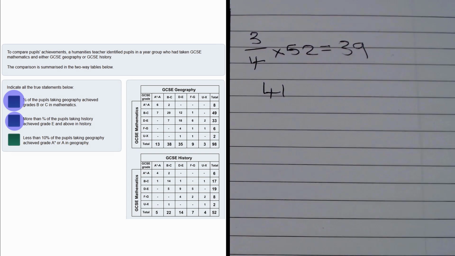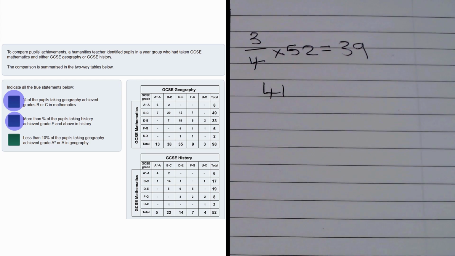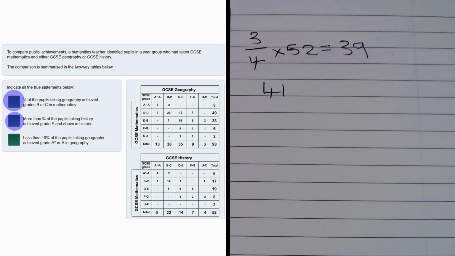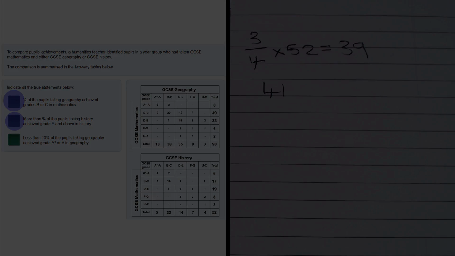Finally, let's have a look at the last statement. This claims that less than 10% of the pupils taking geography achieved an A star or A in geography. Well, there are 98 pupils that took geography, so 10% of 98 is 9.8. So we need less than 9.8 pupils who took geography to achieve an A star or A. In other words, 9 or less. Well, we can see from the table here that 13 students got an A star or A in geography, so that statement is false.